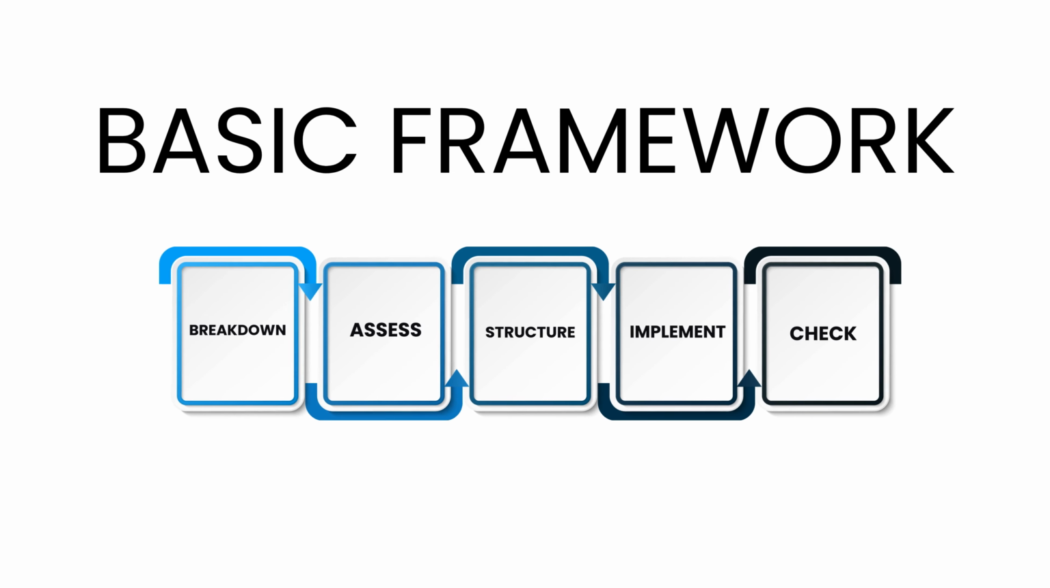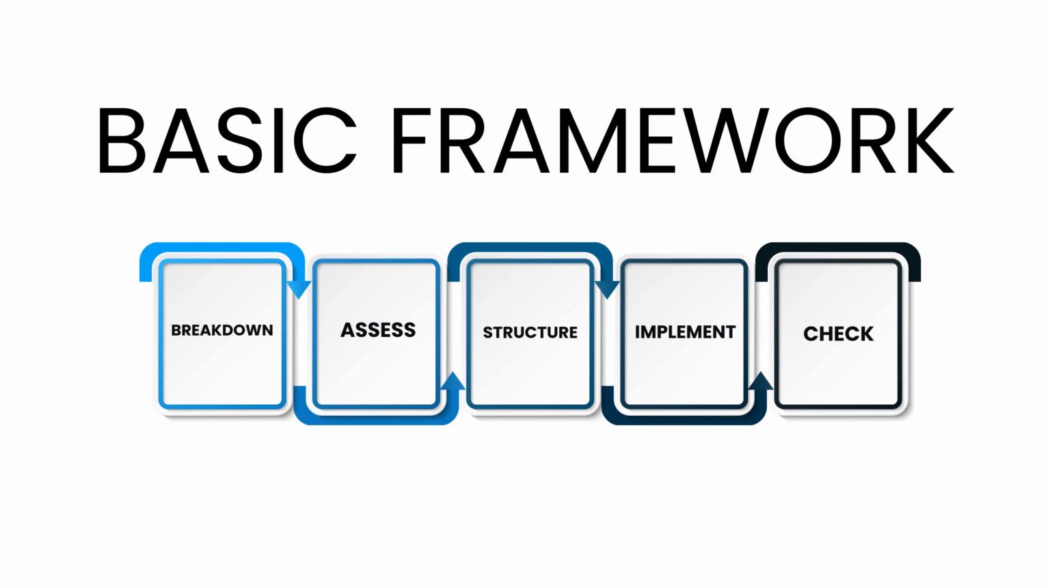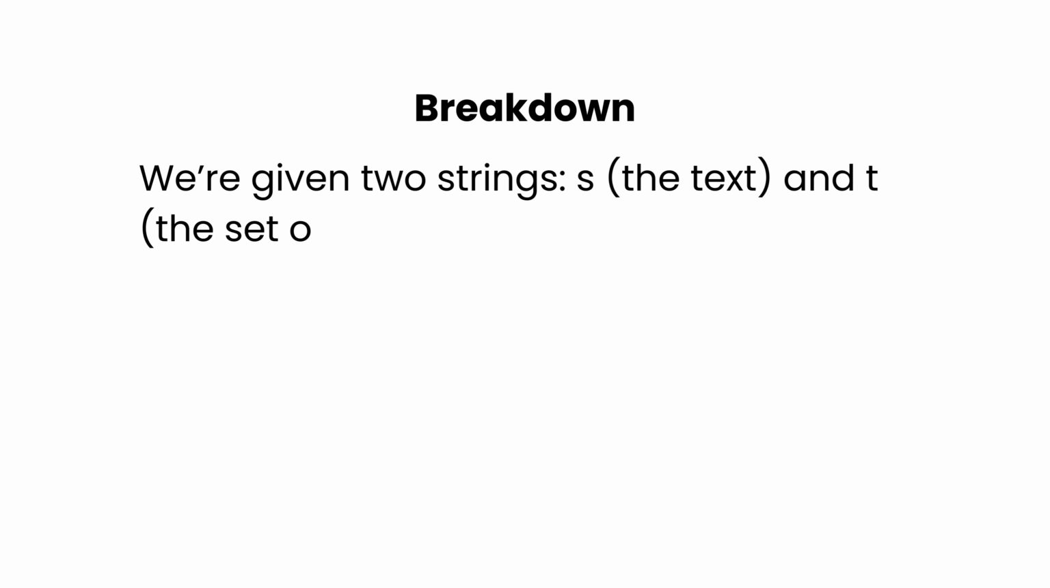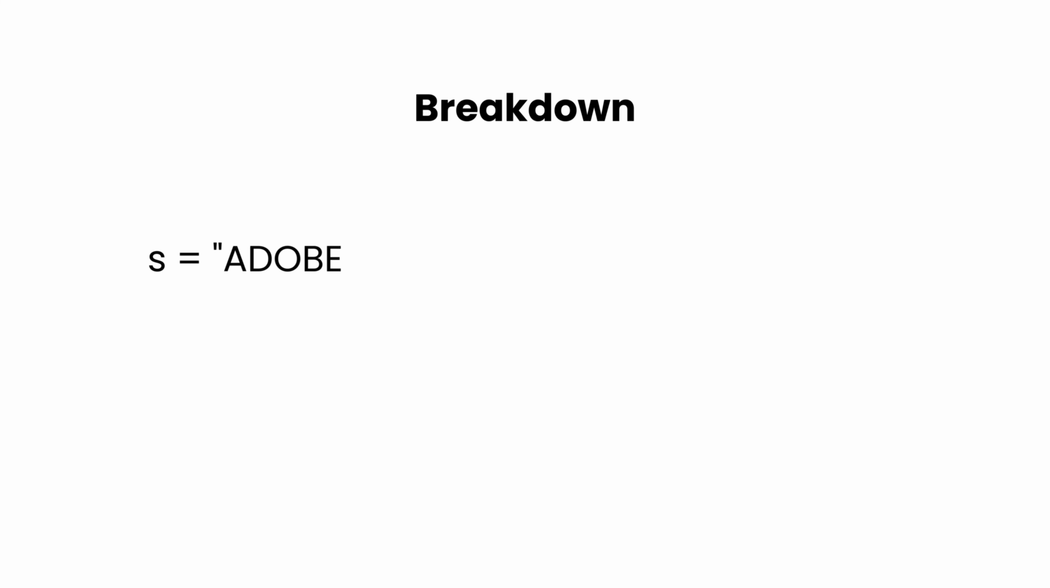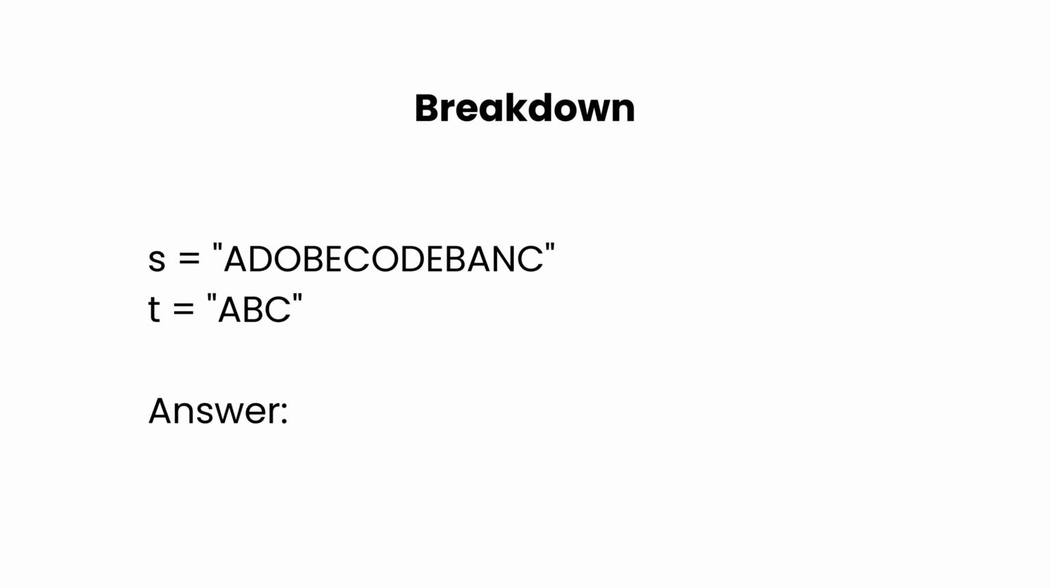Let's break it down with the basic approach: breakdown, assess, structure, implement, and check. We're given two strings, S, the text, and T, the set of required characters. Our goal: find the smallest substring in S that contains all the characters from T, including duplicates. For example, with S equals ADOBECODEBANC and T equals ABC, the answer is BANC.